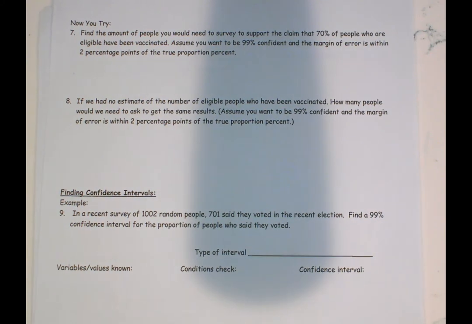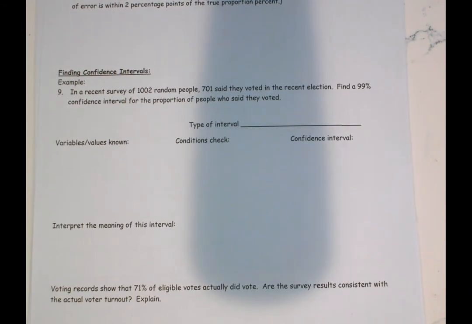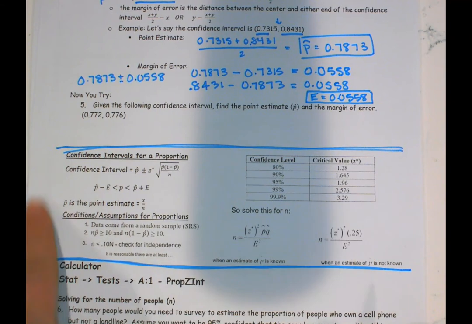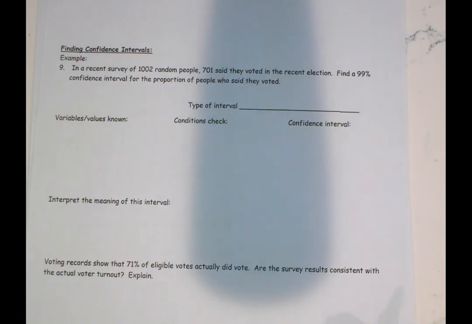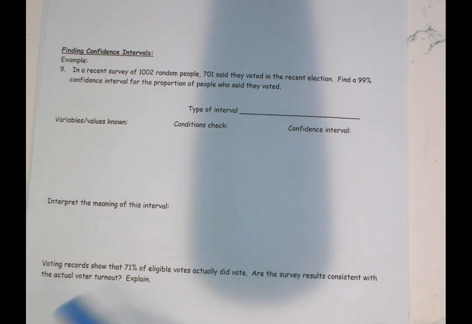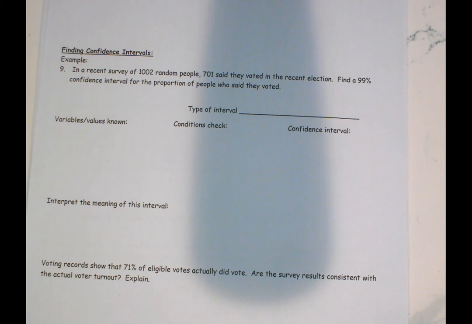All right, so our next topic is finding the confidence intervals ourselves. So again, we're still working with our proportion intervals. So we're still working with these notes here, using this information here for us. So we can keep that close by, especially for the conditions. So it says, in a recent survey of 1,002 random people, 701 said they voted in the recent election. Find a 99% confidence interval for the proportion of people who said they voted. So again, we're given a proportion here, 701 out of 1,002.